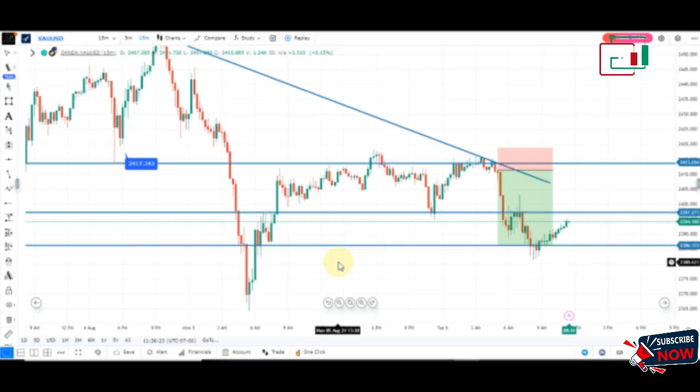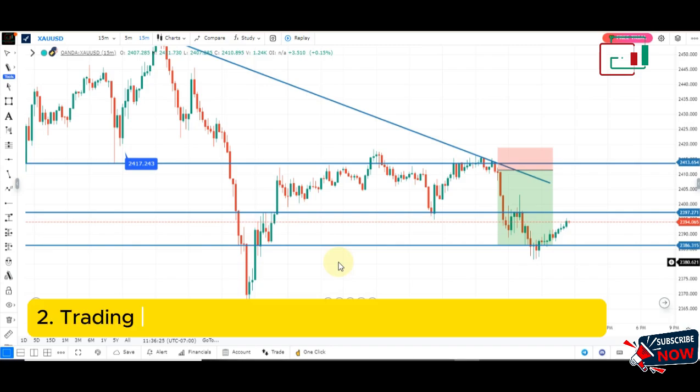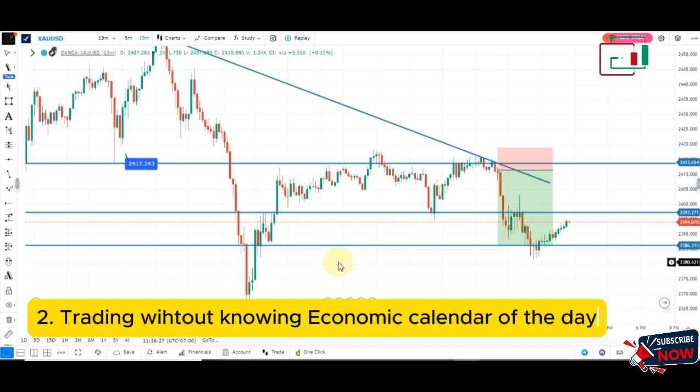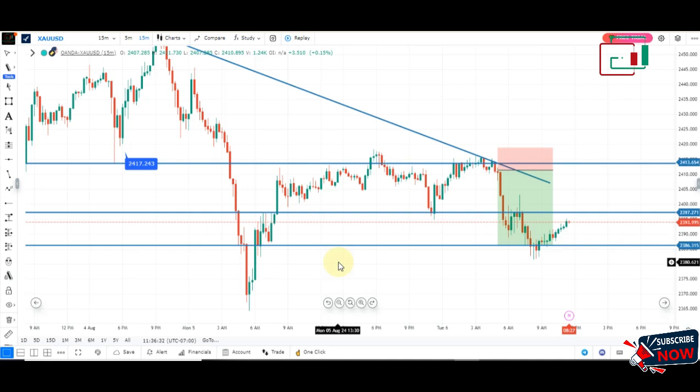Then another mistake is trading when you are not following the market events, when you don't know what is happening, you don't know if news is going to come, you don't know what news is affecting the pair you are trading. So on top of knowing the trend, focus on knowing the events that may affect your trend or your pair.